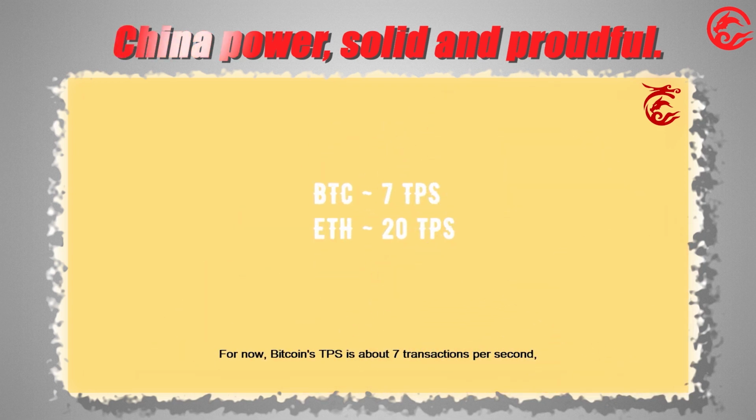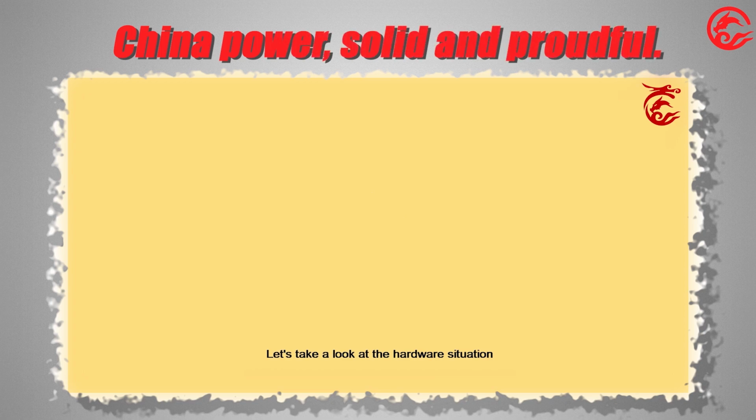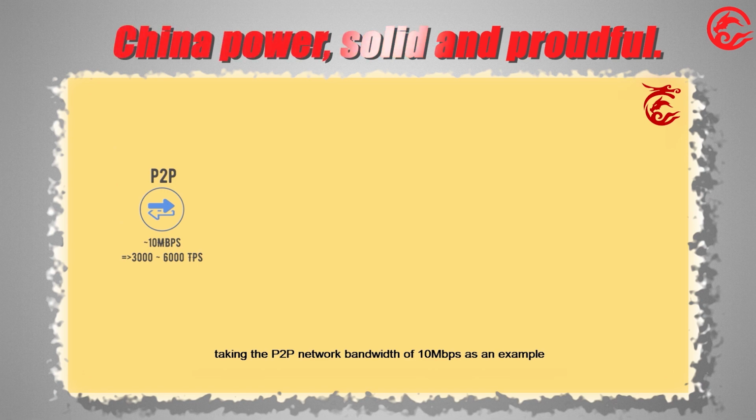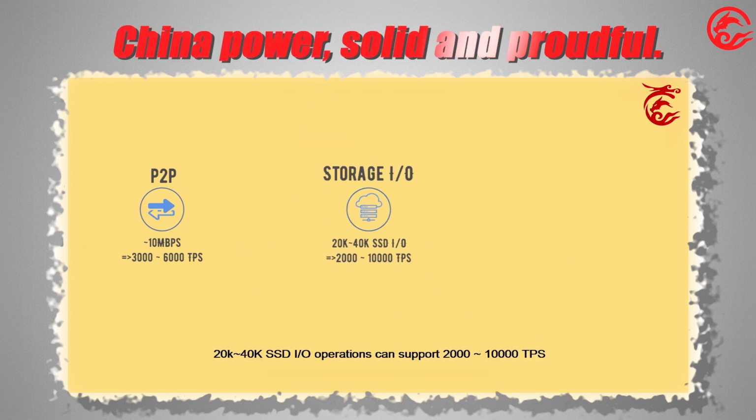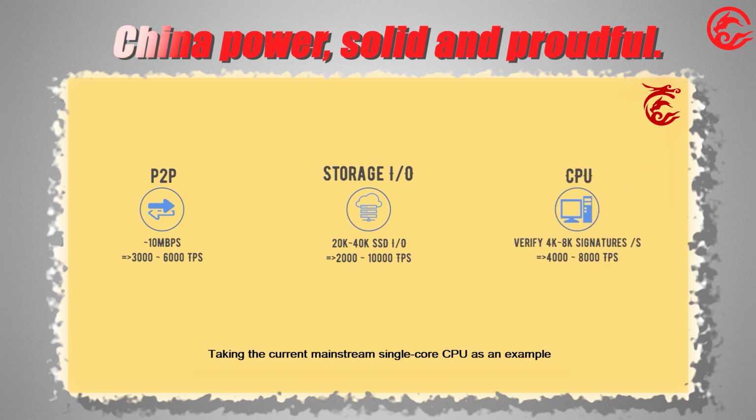For now, Bitcoin's TPS is about 7 transactions per second, while Ethereum's TPS is about 20 transactions per second. Let's take a look at the hardware situation. At present, taking a P2P network bandwidth of 10 megabits per second as an example, it can support 3000 to 6000 TPS. As far as storage I/O is concerned, 20K to 40K SSD I/O operations can be supported. Taking the current mainstream single-core CPU as an example, 4000 to 8000 signatures can be verified per second.